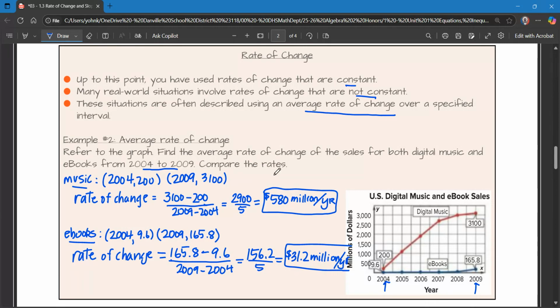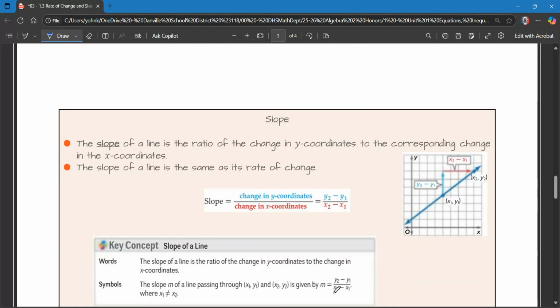It does say to compare the rates. So we can say music has a significantly greater growth rate. All right, so let's do some more calculating.